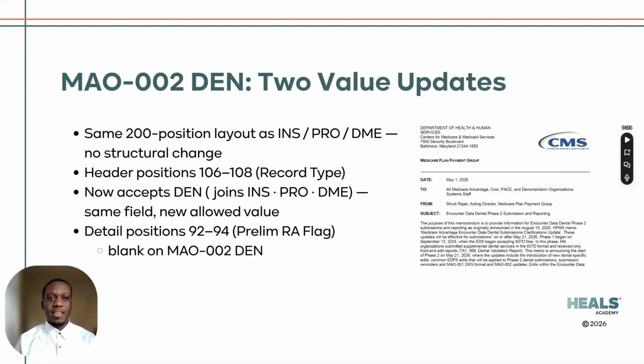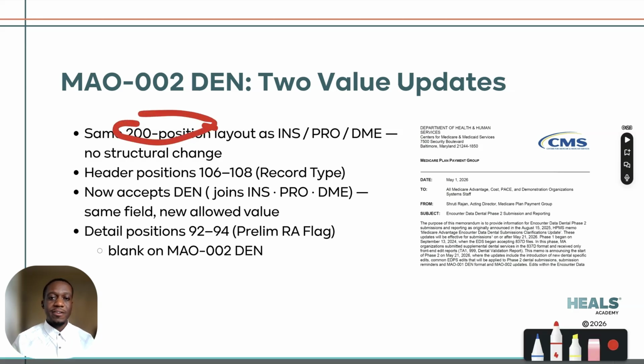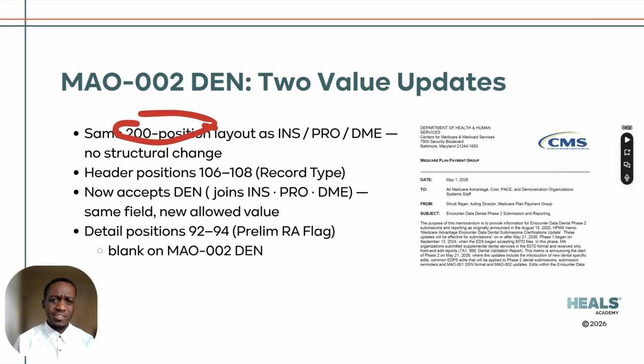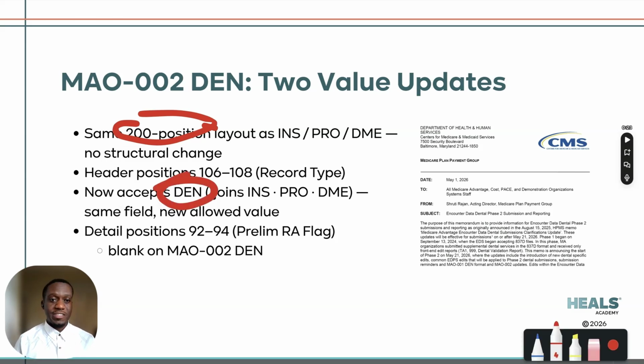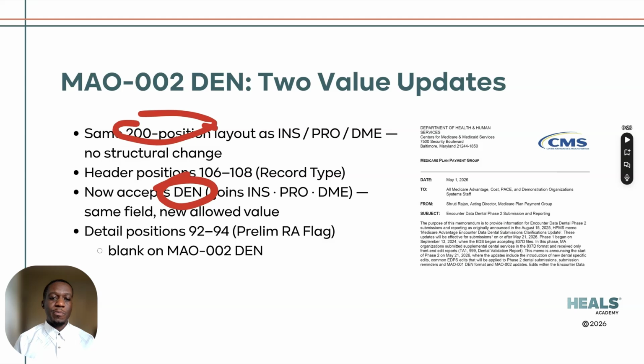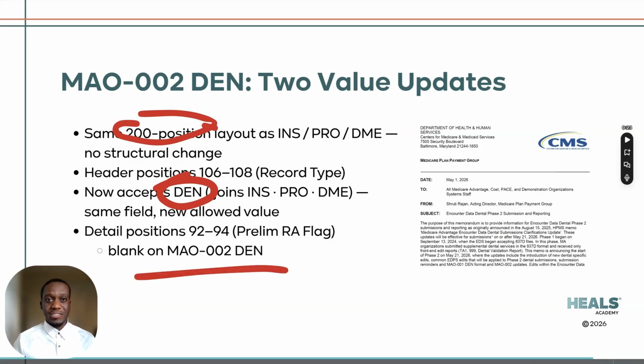Also, as part of this, the MAOs will be receiving the MAO-002 dental. Last week we looked at the MAO-001 dental, which is specifically on duplicates. But on the MAO-002 report, it's going to be the same 200 position. The layout is not going to change. There are no structural changes specifically on the 002. But in addition to the institutional, professional, and DME in the header, now you will see dental in the header as well as part of the A37D. And the preliminary risk adjustment flag that you see on the MAO-002 is going to be blank for dental.